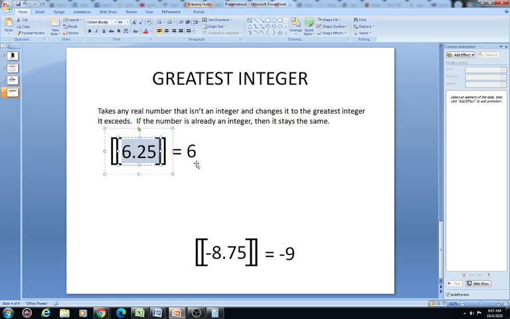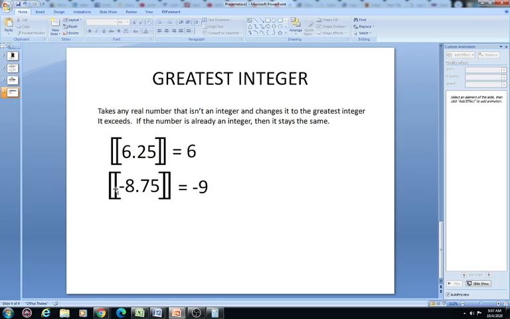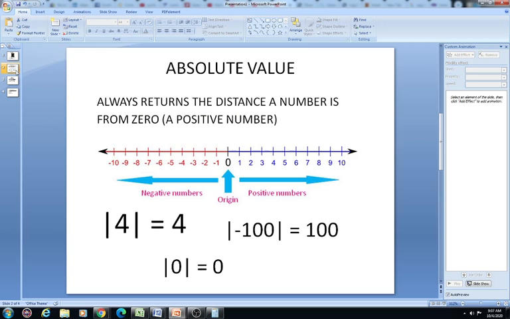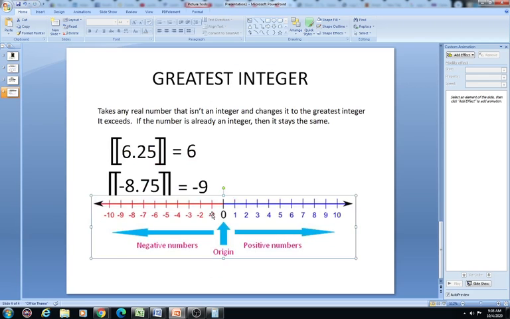Kind of easy when you're working with positive numbers. When you're working with negative numbers, though, remember, you got to rewire your brain a little bit here, because negative 8.75 is negative 9. So you got to watch for trip-ups like that. Again, if we look at the number line, let's grab our number line and bring it down here to the slide.